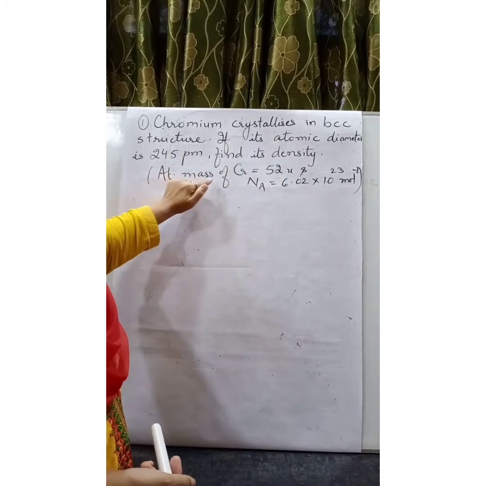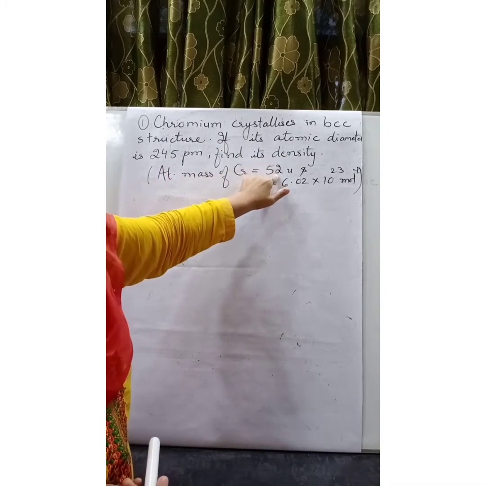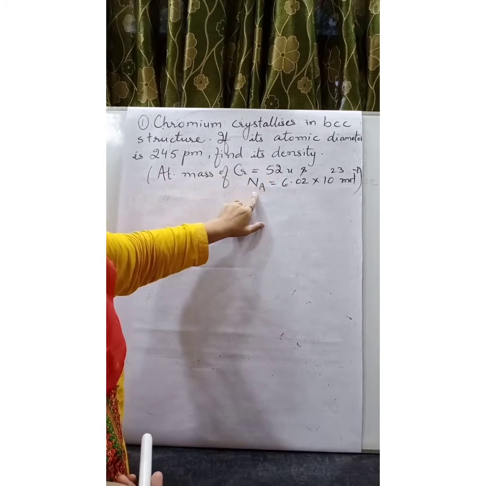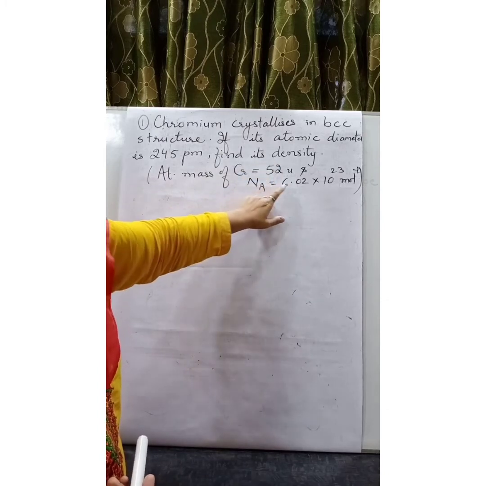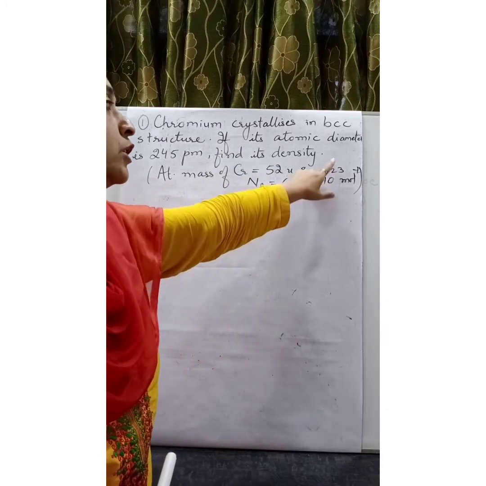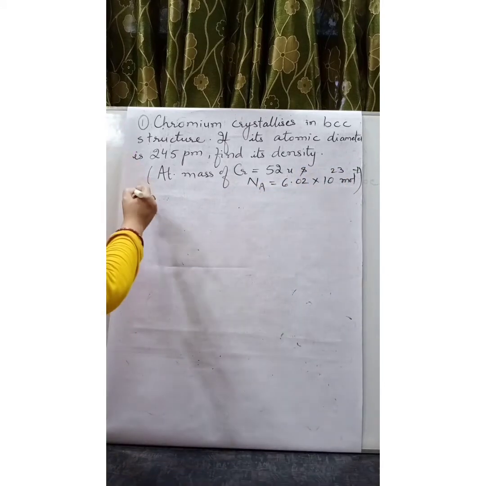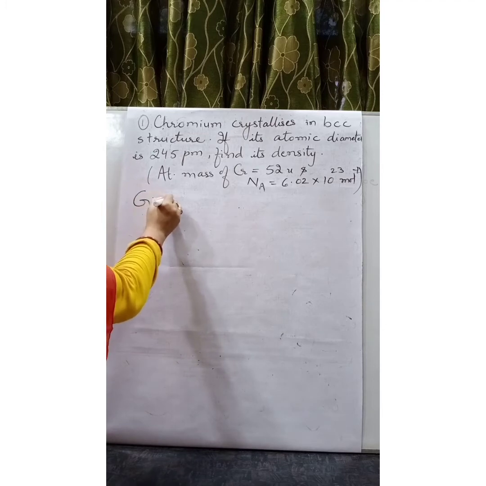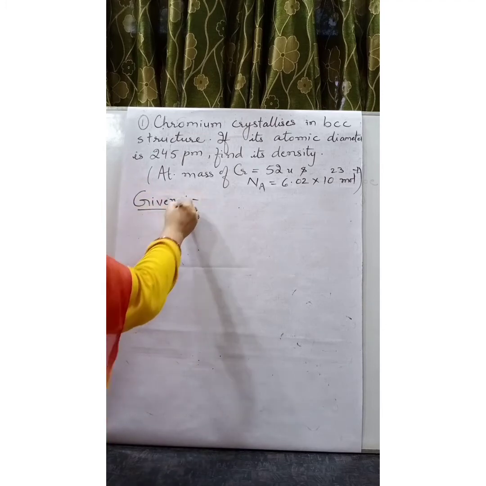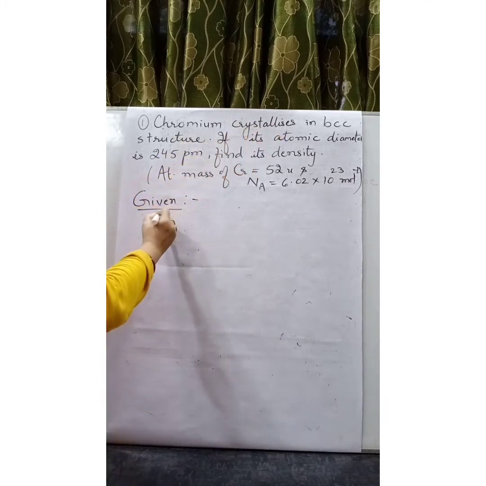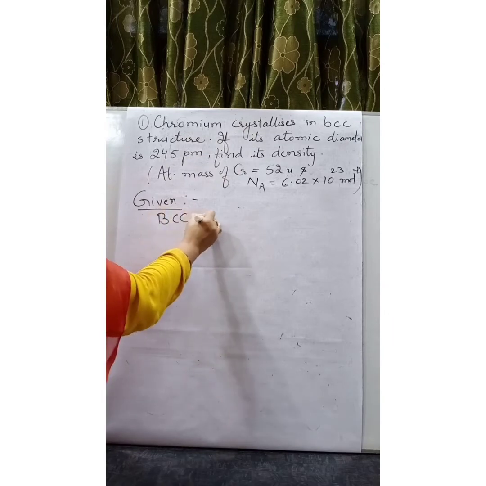You are given the atomic mass of chromium as 52 U and Avogadro number Na is 6.023 into 10 to the power 23 mole inverse. Now let us first put down the given. You are given BCC structure.